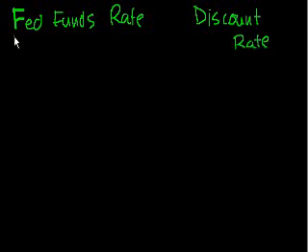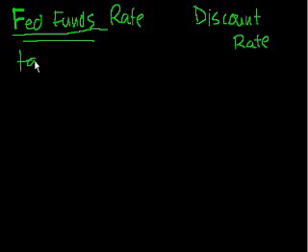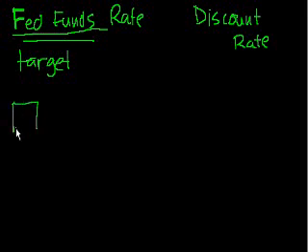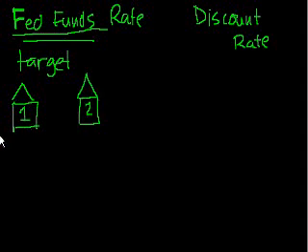So the federal funds rate, this is a target rate. This is the target rate at which the Federal Reserve wants banks to lend to each other. So let's say that I have, and I won't draw the balance sheets every time now, let's say I have bank 1. This is bank number 1. And this is bank number 2. And let's say this bank over here has a surplus of reserves.